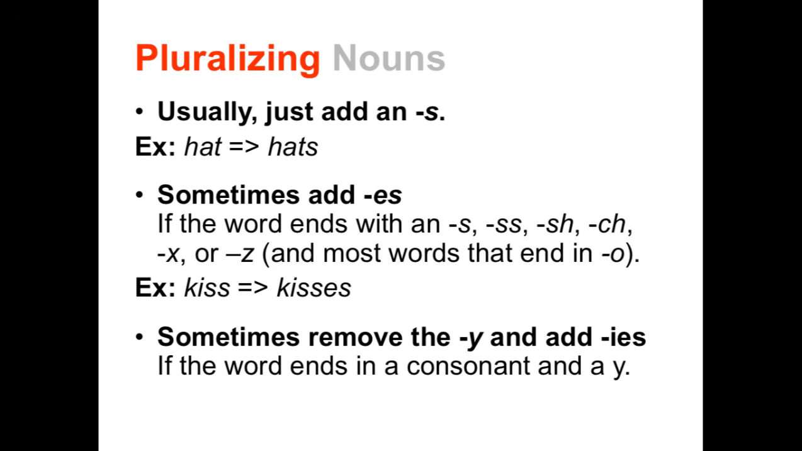Sometimes we remove the Y and add an IES. That would be if the word ends in a consonant and a Y. So look at the word baby. The word baby ends in the letters B-Y. B is a consonant and it's followed by a Y. So in this case, we drop the Y and we add an IES. So the word baby, to pluralize it, becomes babies.